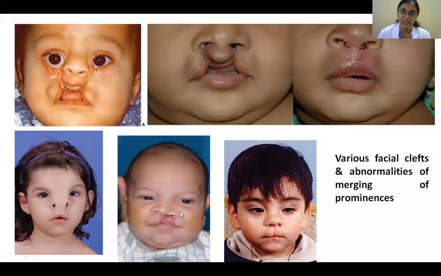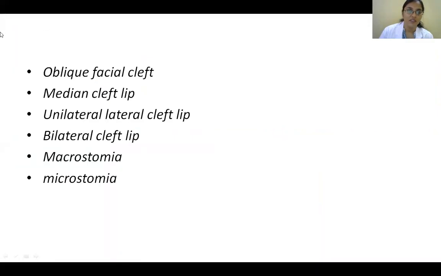And this is on one side, a unilateral. And this is looking like a chota beam here. So this is actually a median, which is a very rare cleft. Okay, so these are the various clefts, facial clefts.